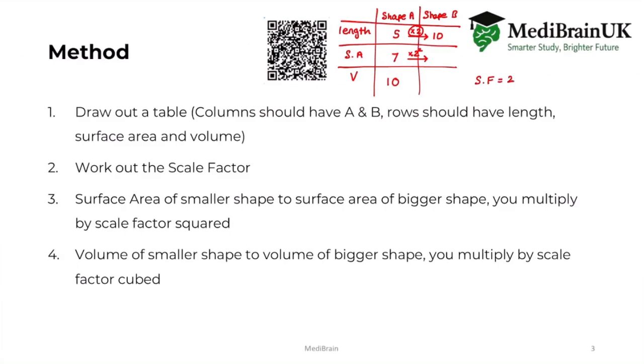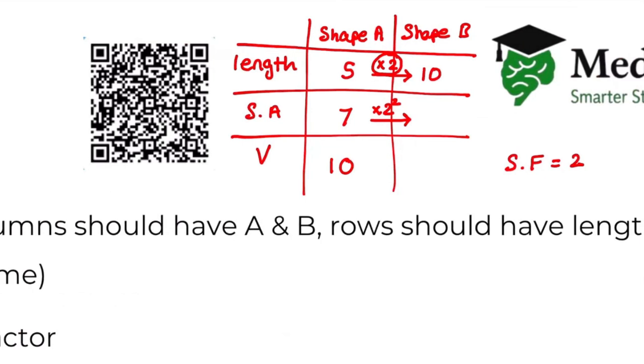Okay, so that's what this states over here. To get from the surface area of the smaller shape to the surface area of the bigger shape, you multiply by the scale factor squared. So you get your scale factor, and then you square that number to get the surface area of shape B. So 7 times 2 squared, 7 times 4 gives you 28. So the surface area of shape B would be 28.